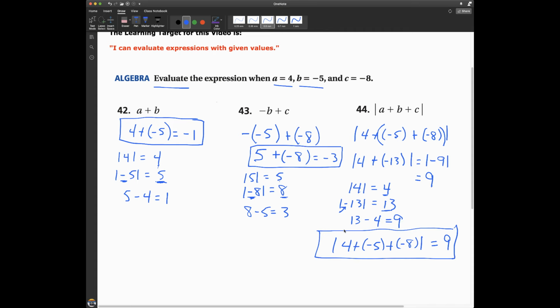And there you go. We have evaluated these three expressions.